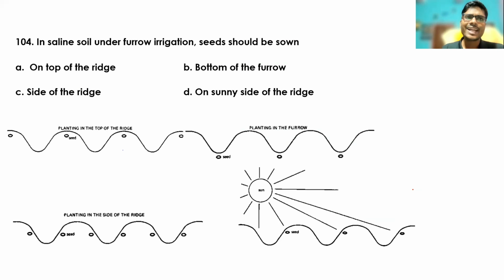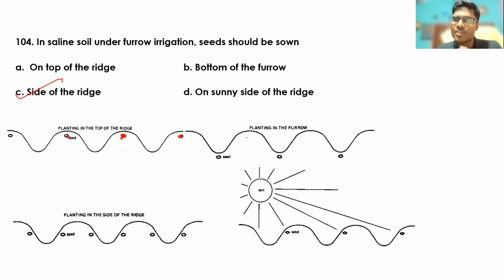Then coming to the next question: in saline soil under furrow irrigation, seeds should be sown on the top of the ridge, bottom of the furrow, side of the ridge, or on the sunny side of the ridge. Here the correct answer is the seeds should be sown on the side of the ridge. I have given different conditions. We should sow the crop on the top of the ridge when the crop is sensitive to waterlogging, when we want that the crop should not come in contact with water.